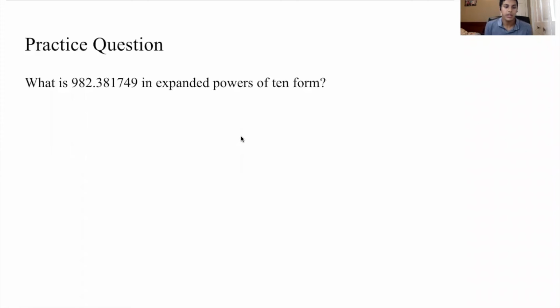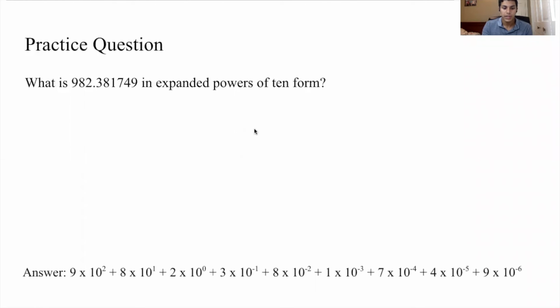So the practice question is, what is 982.381749 in expanded powers of 10 form? I'll give you a few seconds to pause the video. I know it's a long question, and then I'll explain the answer. So the correct answer to the question is listed below.